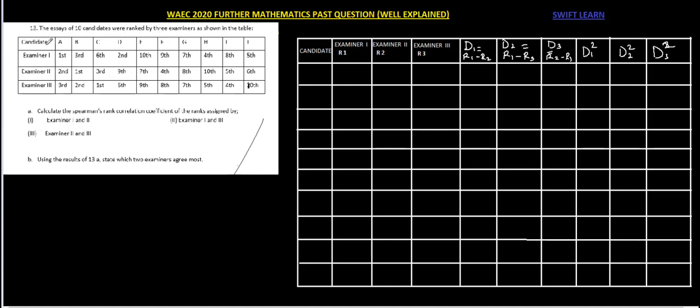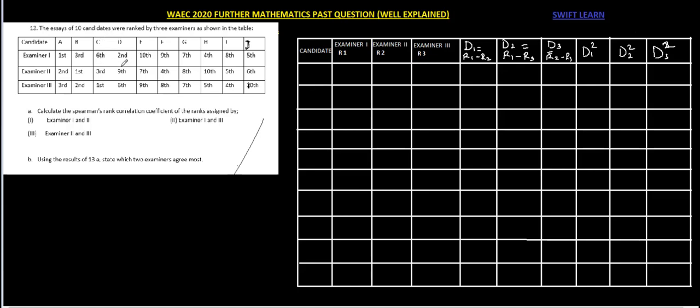Question 13 says the essays of 10 students were ranked by 3 examiners as shown in the table. So we have candidates A, B, C, D to J. Sorry, this might not be clear enough, but it goes to J. So we have J here. Examiners 1, 2 and 3 gave different ranks to the 10 candidates.